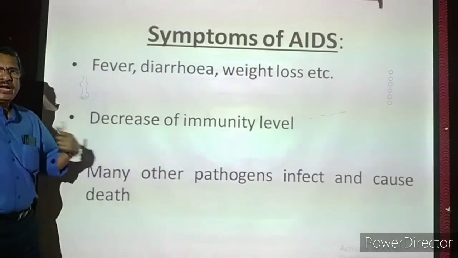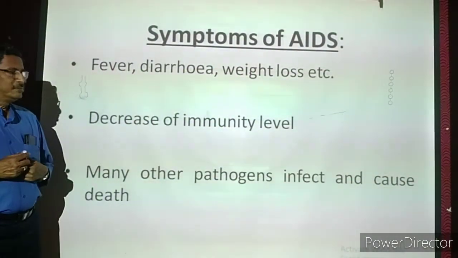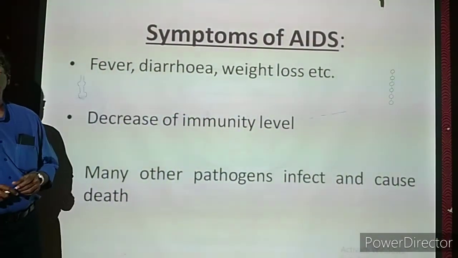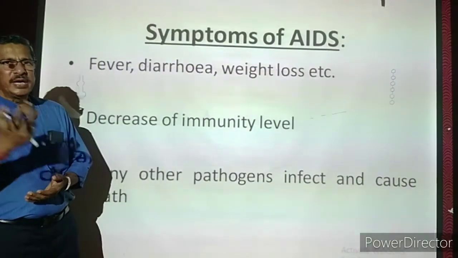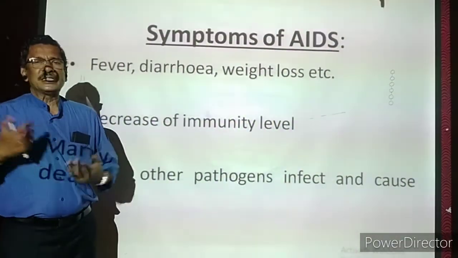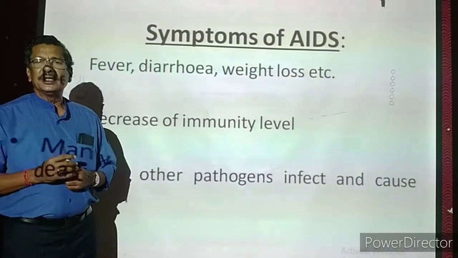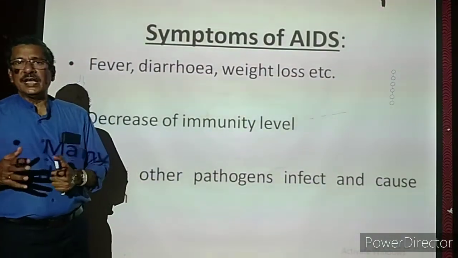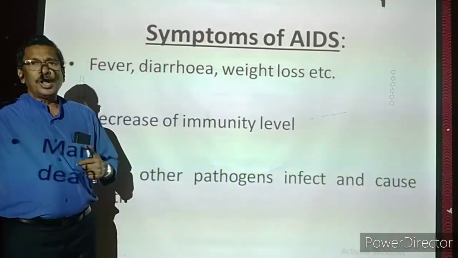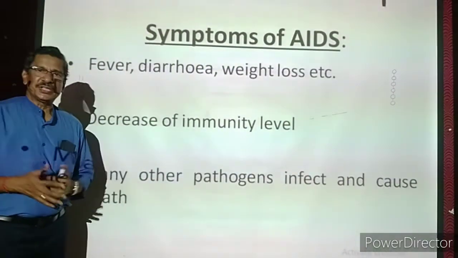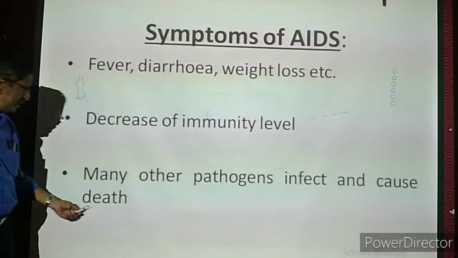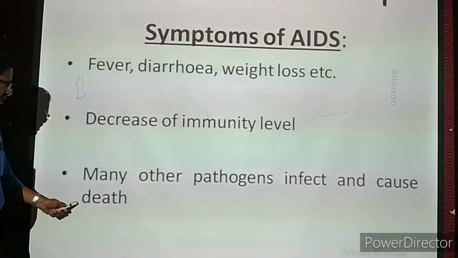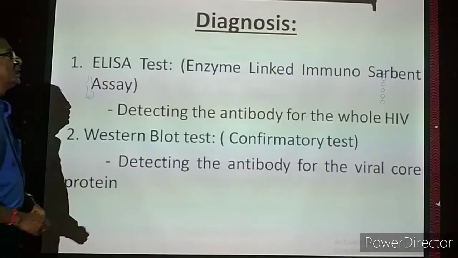When many diseases are attacking a person, the person cannot bear it. For example, when we are suffering with one disease like malarial fever, we suffer a lot. Imagine that in a person where HIV is there and immunity level is lowered, four or five diseases are caused, then the person cannot bear it, and death is sure. That is how it causes death.